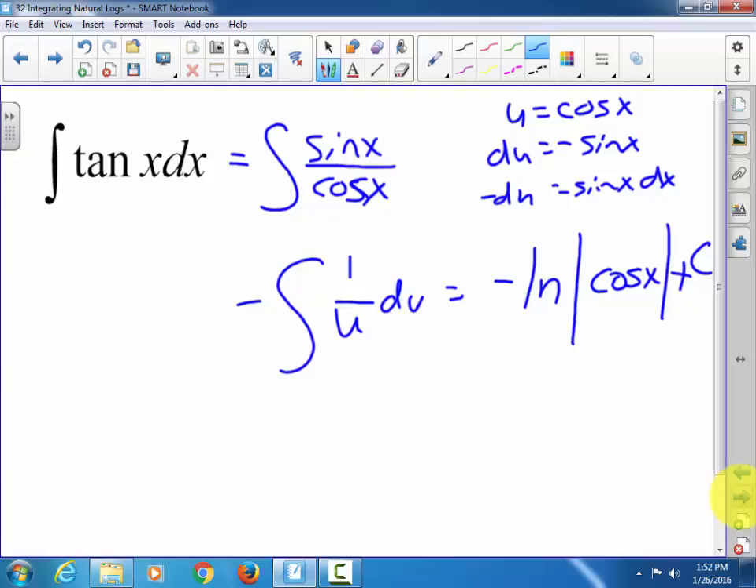The derivative of cosine is minus sine. The derivative of sine is cosine. The derivative of cosine is minus sine. So since we're letting u be the bottom, cosine, du is minus sine. So that's the integral of tan.